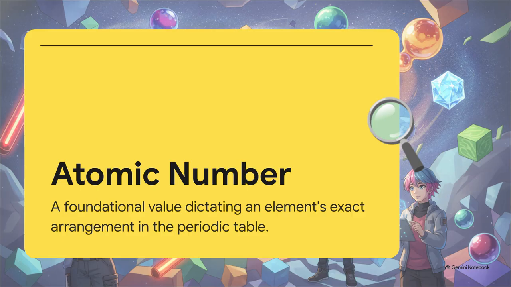So the crucial point is that the atomic number is the ultimate organizing rule. It's far more than just a simple serial number tacked onto an element. It is the foundational value that, when combined with an element's properties, dictates its exact, unchangeable placement on the grid. The atomic number basically strips away all that messy linguistic history to provide pure mathematical placement. Simply put, if you know the atomic number, you know the element's absolute position.